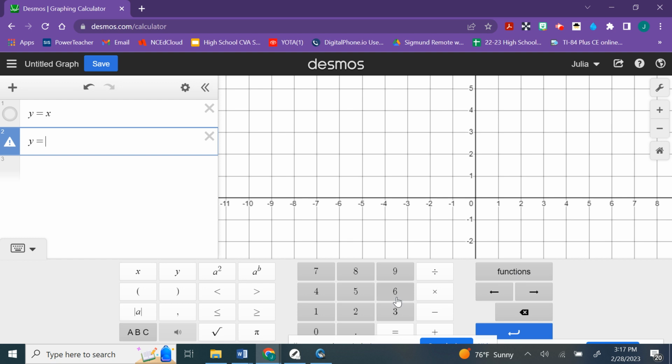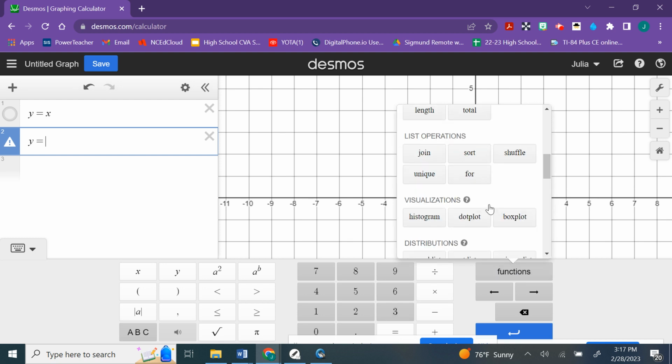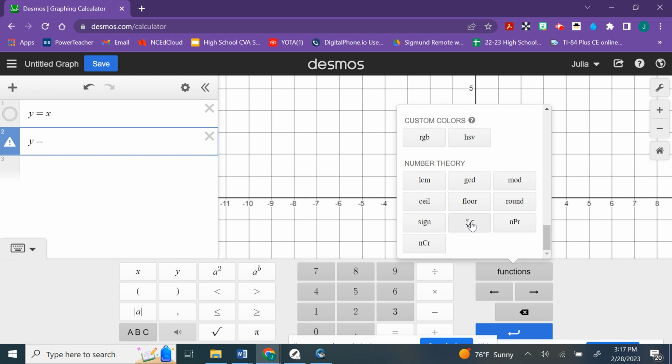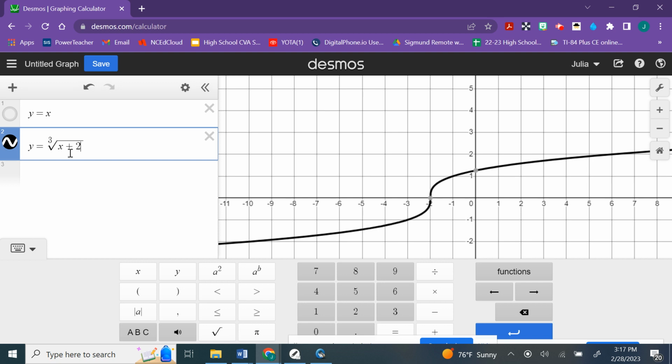So cube root is going to be under functions. It's not going to be the square root bar, I believe, if I'm not mistaken. Yep. So this guy, and I think you need to put a 3 in there first, then click this guy. Nope, I told you a story. You do not put the 3 in first. You put the 3 in afterwards. And so that's going to be the cube root of x plus 2, which is a cubic function on its side.